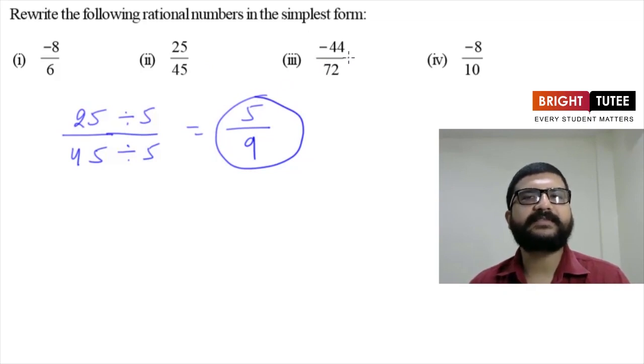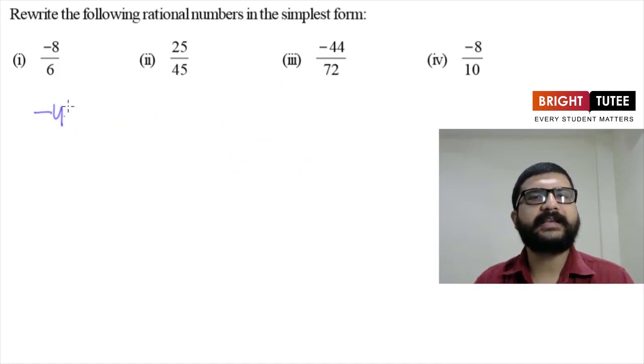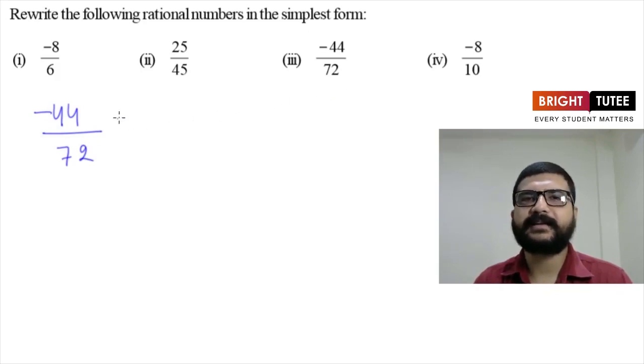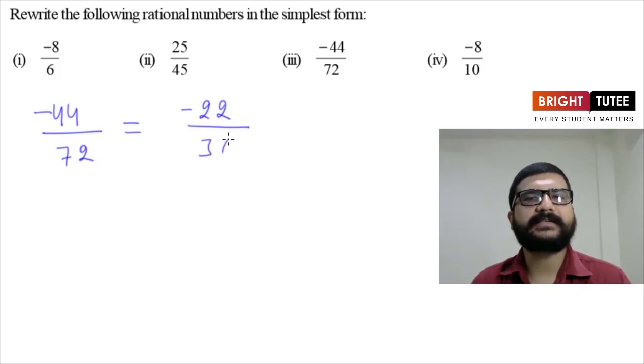Now the next number is minus 44 upon 72. So here, is there any common factor between these two numbers? Yes, there is. And what is that? As we can see, both the numbers are divisible by 2. So let's divide them by 2 first. This will give us minus 44 divided by 2, that is minus 22, upon 72 divided by 2, that is 36.